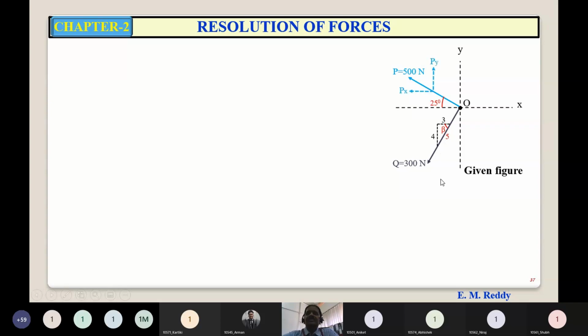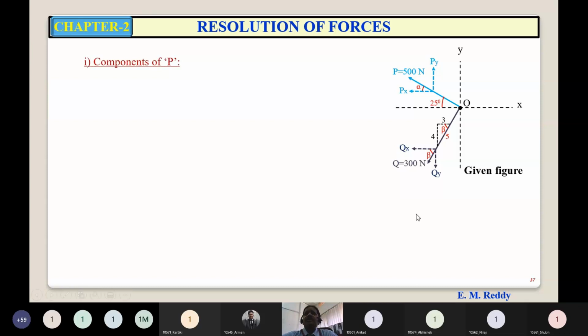Now, let us see the components of force P. See the sense of force. It is acting away from point O and it is lying in the second quadrant. Therefore, the X component is acting towards left, which is negative, and the Y component is upwards, to be taken as positive. Whereas for force Q, Q is in the third quadrant. It is acting away from the origin. So here the X component is towards left and the Y component is downwards, right? The angle made by Q with respect to X is beta.